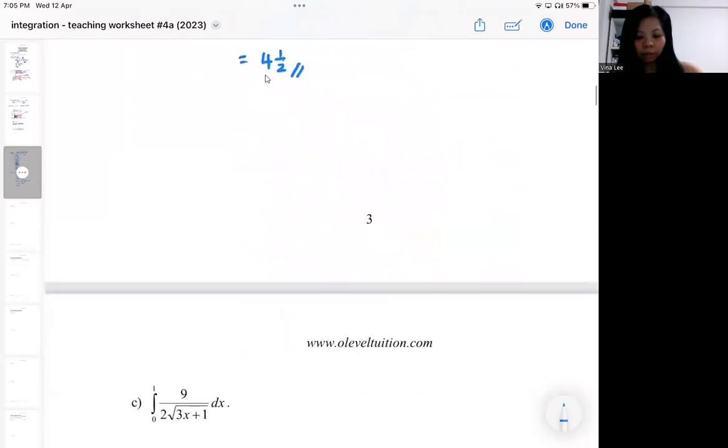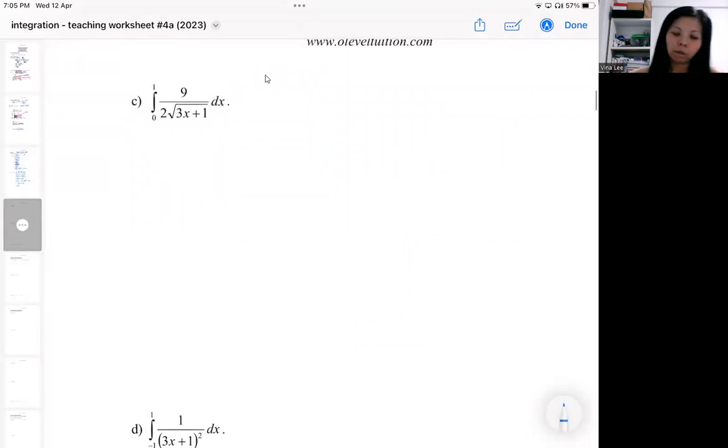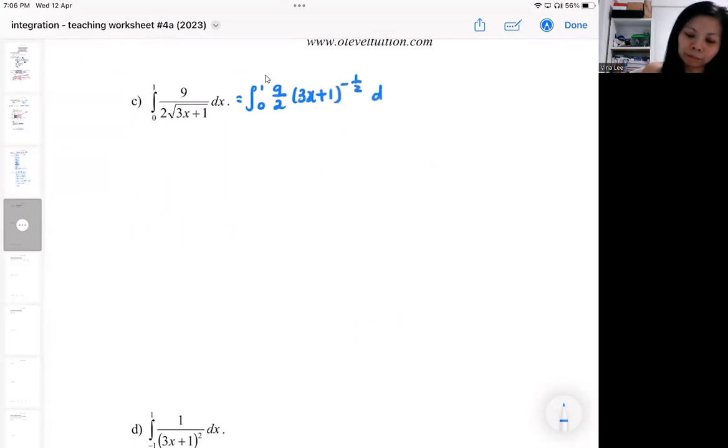Okay, the next one, also a definite integral from 1 to 0. This one is your third formula. So do a little bit of indices first. You will get 3x plus 1 to the power of minus half. This is the one where, if you still remember, you return a power, you divide by the new power.